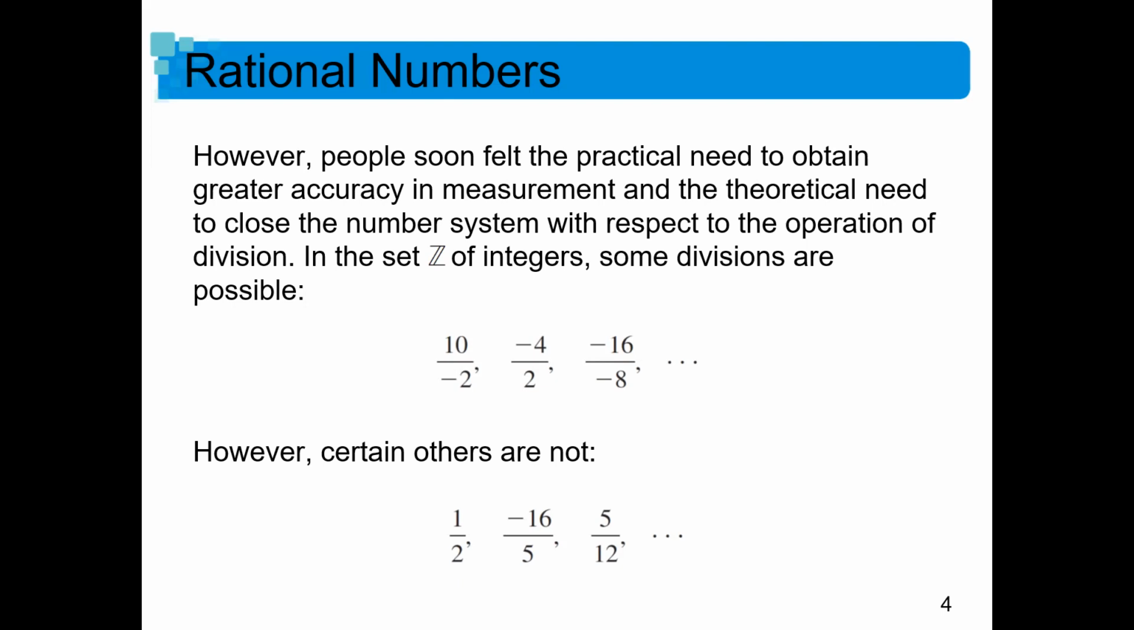So in the set of integers, some divisions are possible, right? So some divisions are closed. 10 divided by -2 is -5, and that's still a part of the set of integers. However, certain others are not. For example, 1/2 or -16/5 or 5/12. If you evaluate those, you get a number with a decimal, and that's not a member of the set of integers.